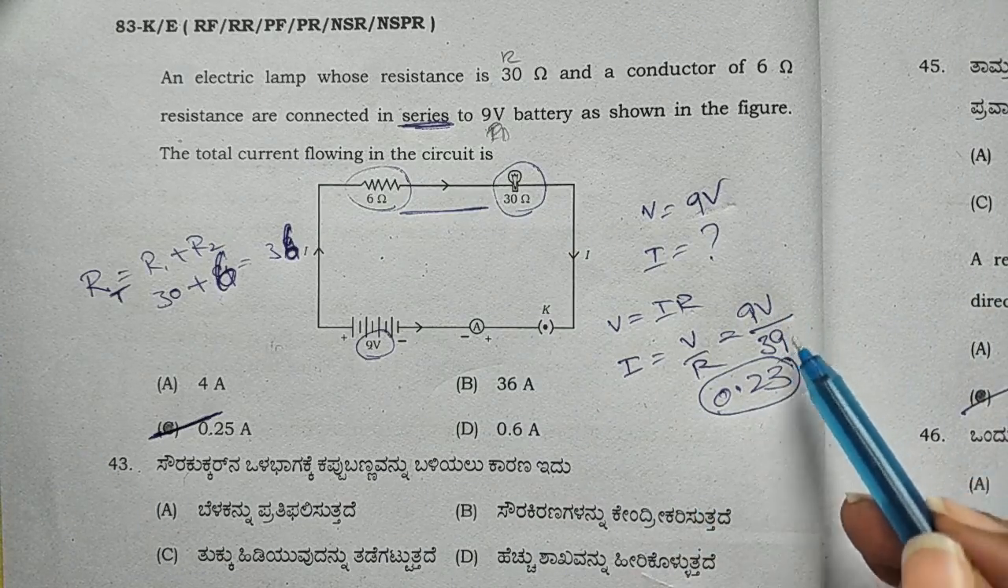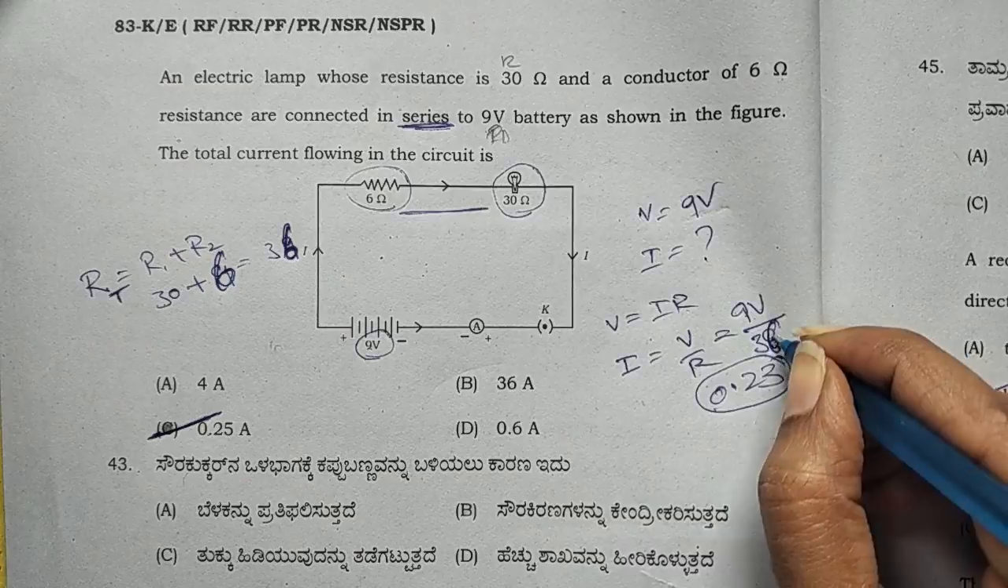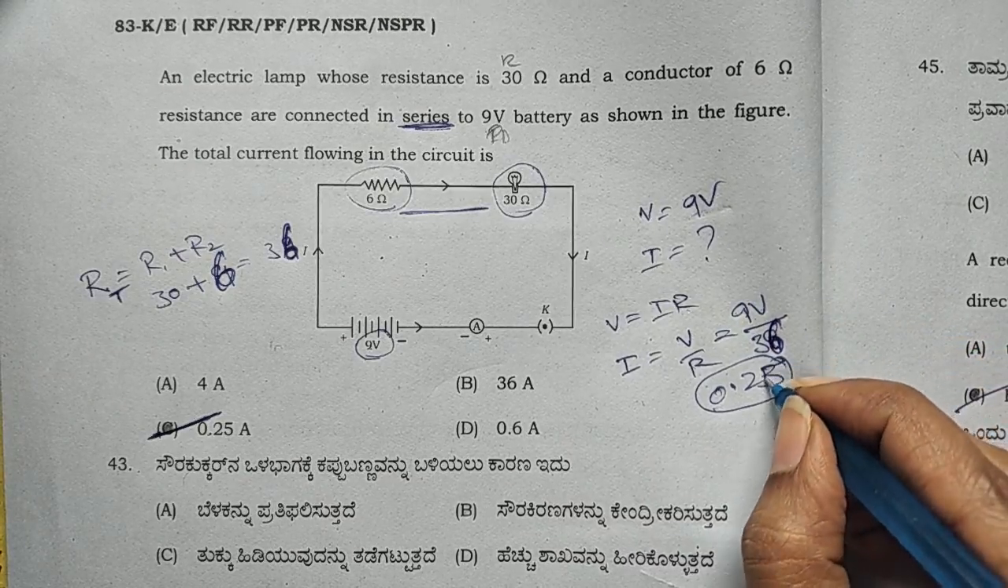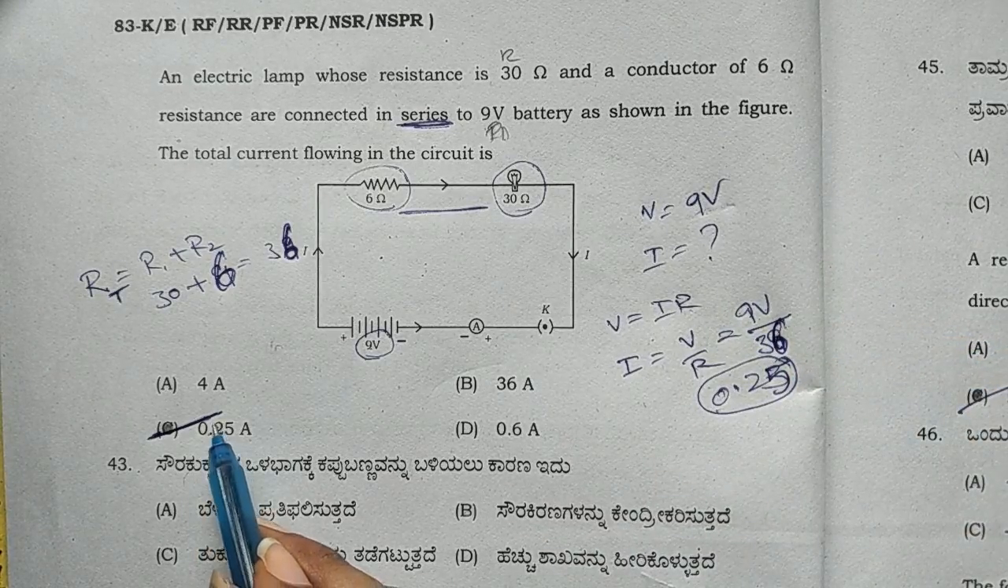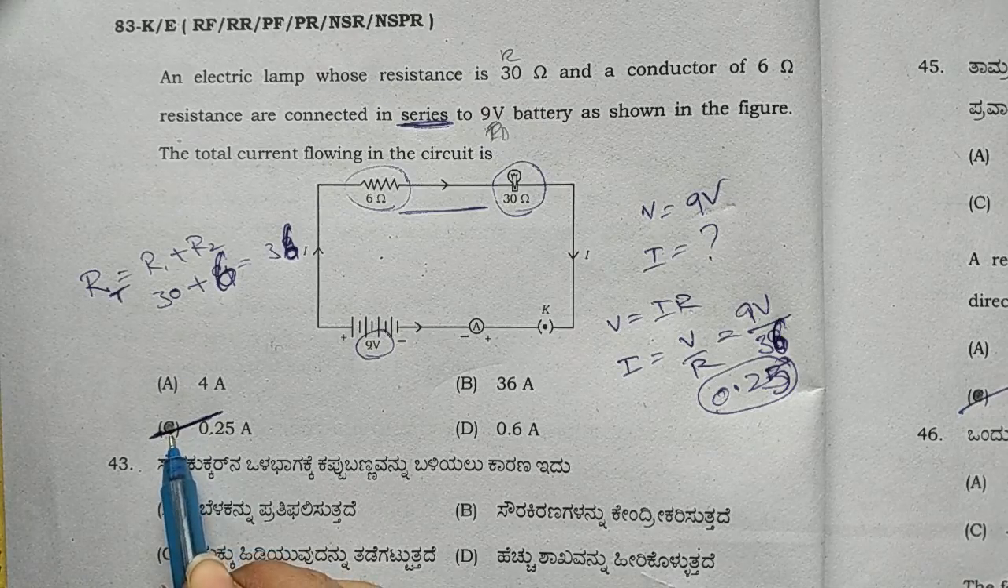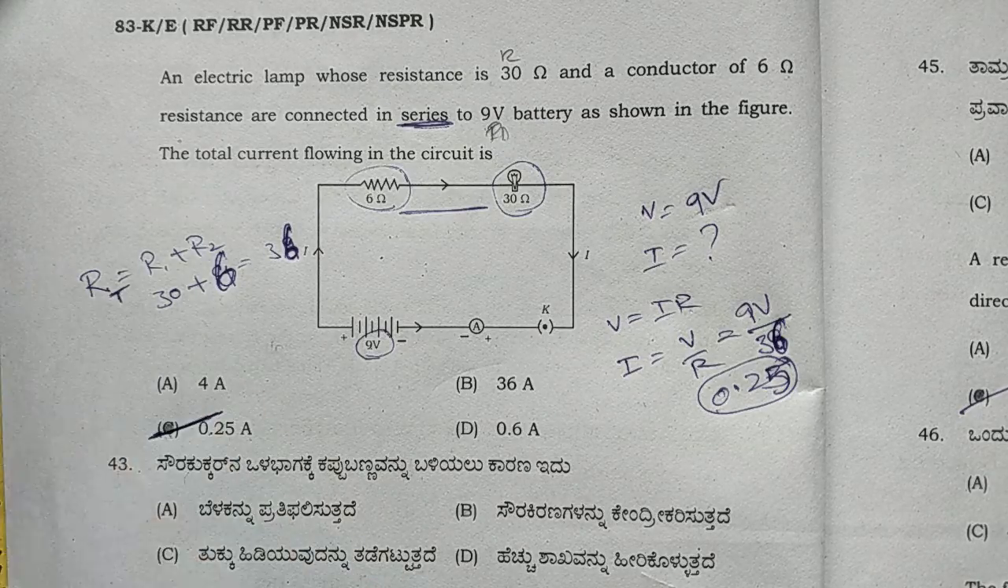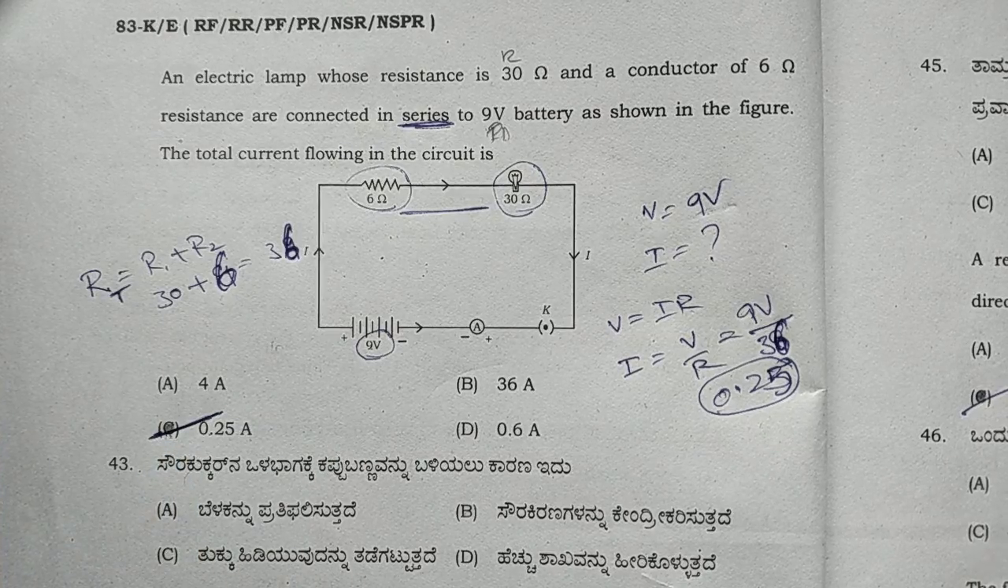You have 9 divided by 36. 9 divided by 36 is 0.25. So definitely option C is correct for the 42nd question. Okay, so option C for the 42nd question.